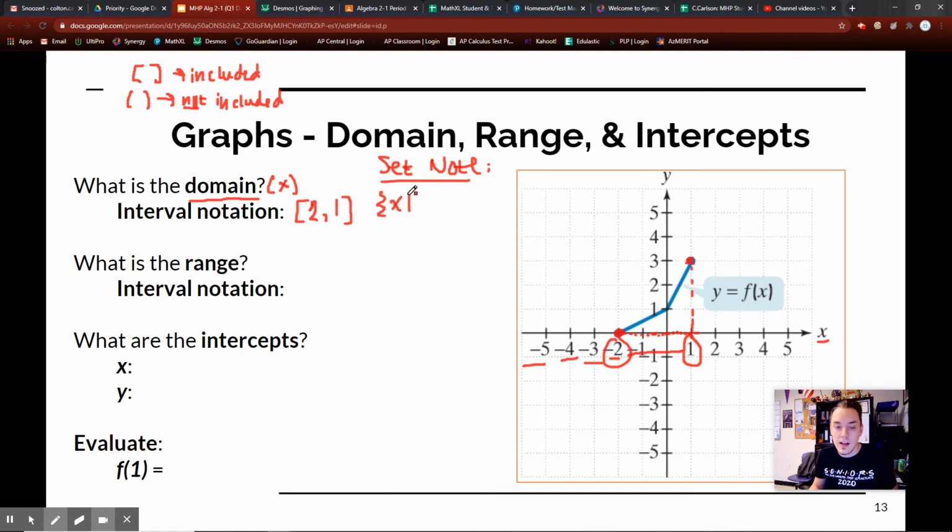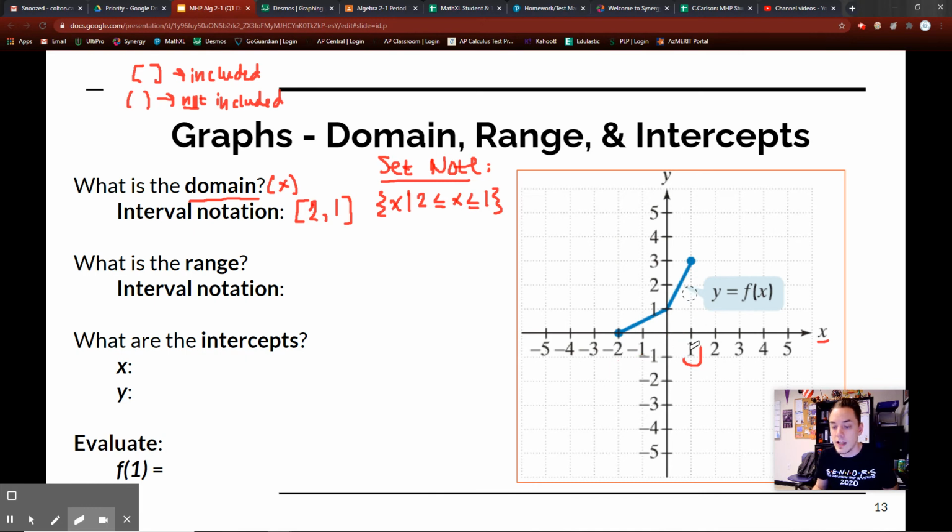The domain is the set of all x such that x is between 2 and 1. So that's what that looks like in set notation. I'm probably only going to do it for this slide because I don't think Math Excel actually asks you to do it. All right, let's erase all of this and move on to range.